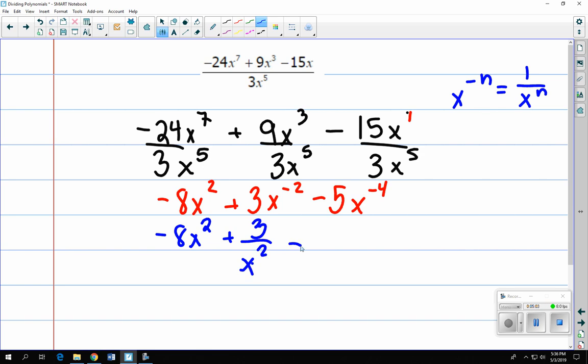Minus. Same concept holds true here. My 5 is not part of my x to the negative fourth, so I'm going to have 5x to the fourth, and here would be my final answer.